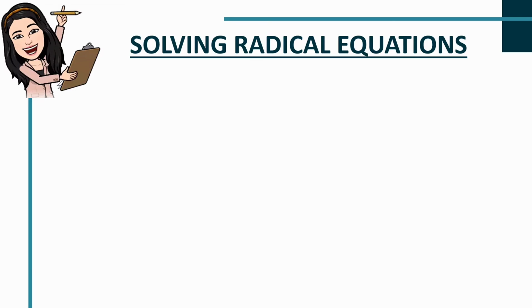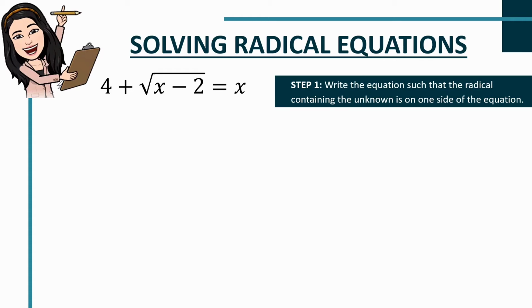Let us have another example. We have 4 plus square root of x minus 2 is equal to x. Okay, so this time, let us follow again the first step, which is to write the equation such that the radical containing the unknown is on one side of the equation.